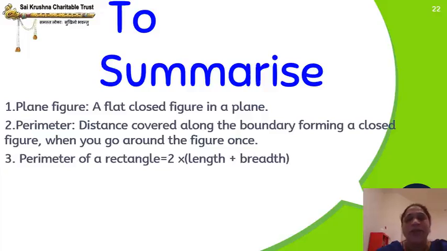So let us summarize what we have learned. We have learned that a plane figure is a flat closed figure in a plane. A perimeter is the distance covered along the boundary forming a closed figure when you go around the figure once. And perimeter of a rectangle is 2 times length plus breadth.